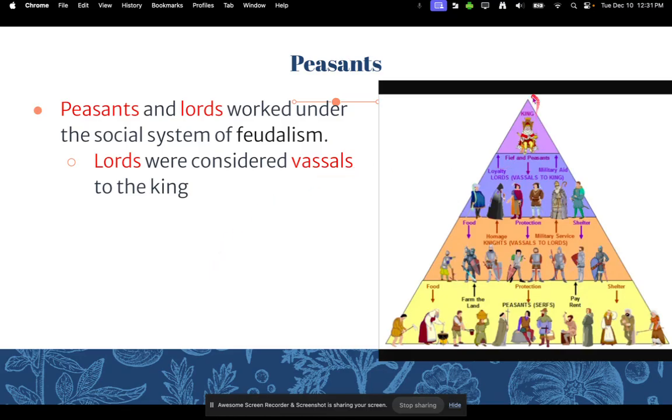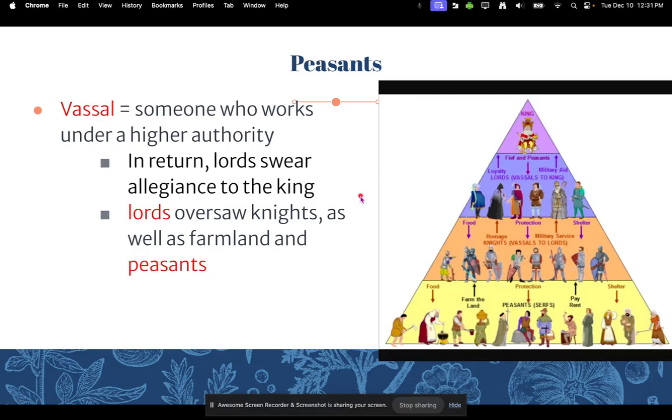So at the very, very top, we have the king. Below the king, we have the lords. Lords were considered the vassals to the king, so they would report directly to the king. A vassal is someone who works under a higher authority. Like I said before, lords would be vassals to the king because they work underneath the king. In return, the lords would swear allegiance to the king. Lords also oversaw knights, as well as the farmland and the peasants, who are at the very bottom of the social hierarchy.